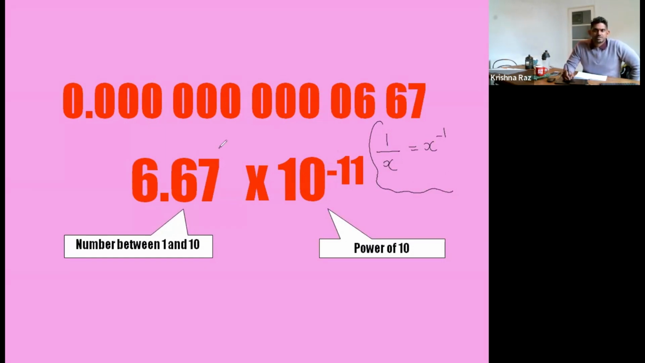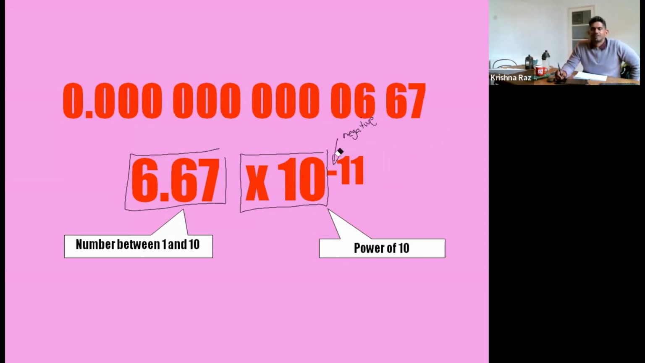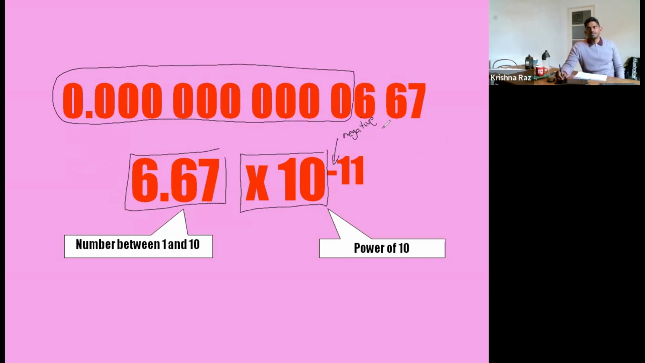So you can see here, this is still between 1 and 10. This is still times 10 to the power of something. The difference is we have a negative. So with very small numbers, we will have a negative power. And the trick would be to just count the number of zeros when it's a small number, including the original one, and that will give you this number here. So jot that down if you haven't done so already.